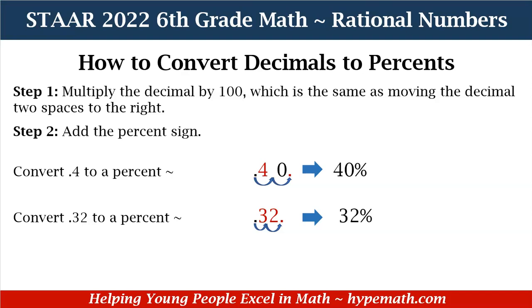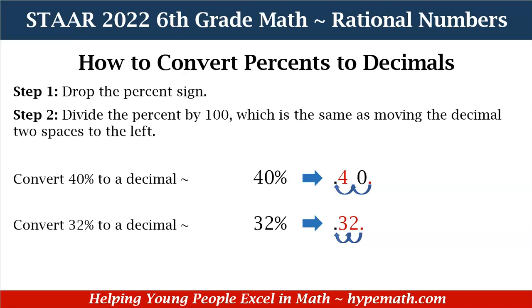Now let's look at 0.32 and converting it to a percent. Again, step 1, we're multiplying by 100, which means we are going to move our decimal 2 places to the right. Now my number is 32, and I'm going to add that percent sign, and that makes it 32%. So 0.32 converted to a percent is 32%, and that is how easy it can be.